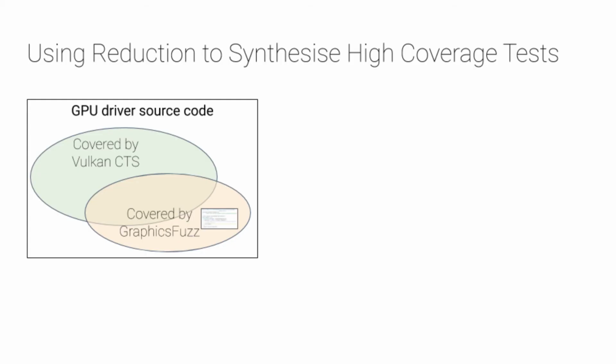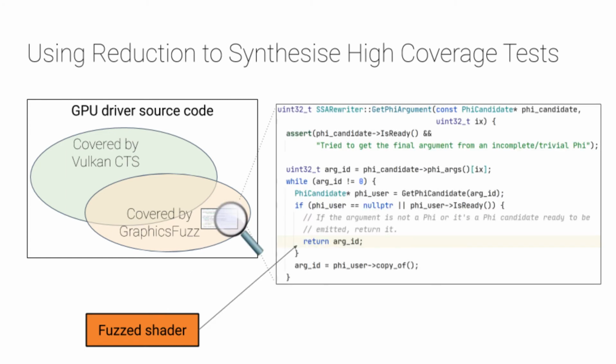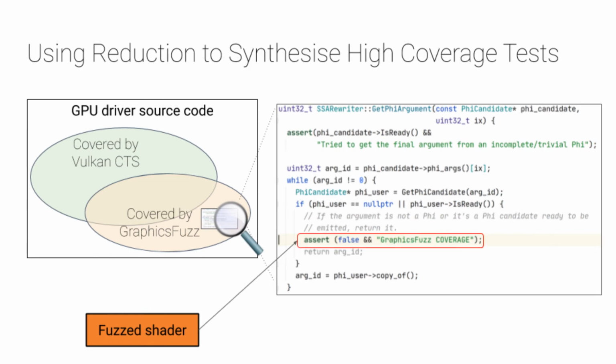So if we find a piece of code that is coverable by GraphicsFuzz and not by CTS, then there must exist some fuzz shader that hits that piece of code. Suppose we zoom in on that piece of code and find there's a particular statement, like this return statement, that we're able to cover that CTS doesn't cover. What we can do is add an assertion before that statement. This is an assertion that makes covering that statement look like finding a bug in the graphics shader compiler.